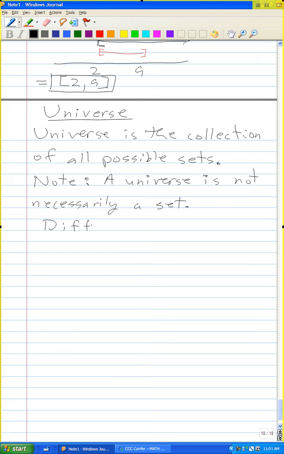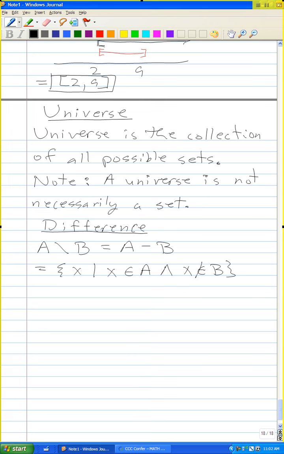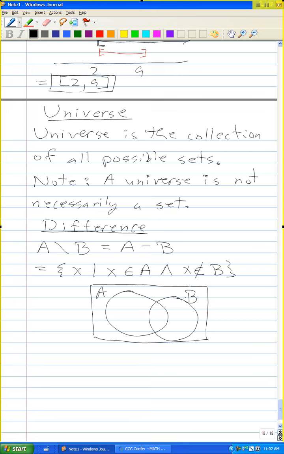Difference. So A take away B, sometimes also denoted A minus B, is just the set of all x's such that x is in the set A, but it is not in the set B. Say we have the set A, and I have the set B. And of course, we're in some universe, but doesn't matter. I'll put the universe here for the heck of it.